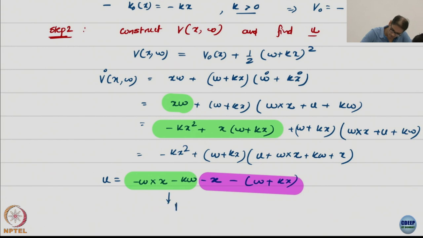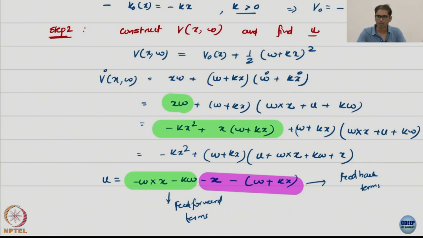These are the feed forward terms, and these are the feedback terms. Okay, the logic is pretty straightforward. If you look at these terms, they are coming about just due to the dynamics of the system. These are just the dynamics terms coming from here, just the dynamics of the system coming from here.